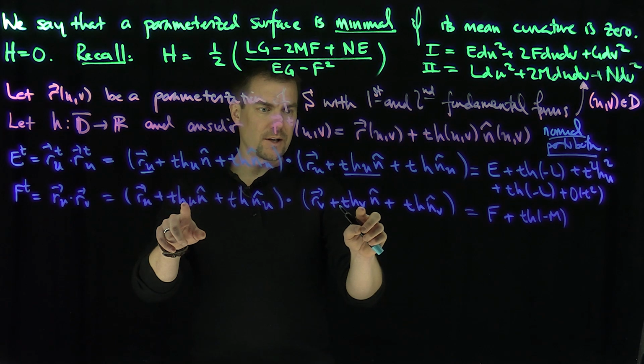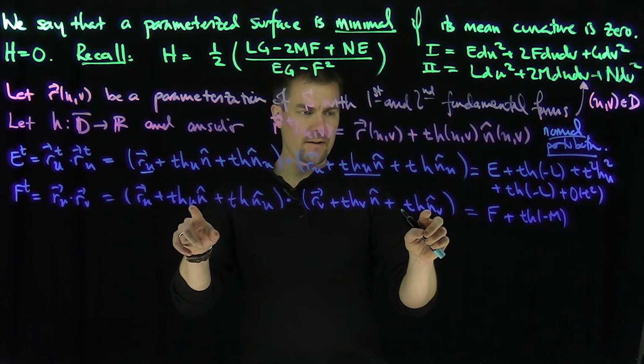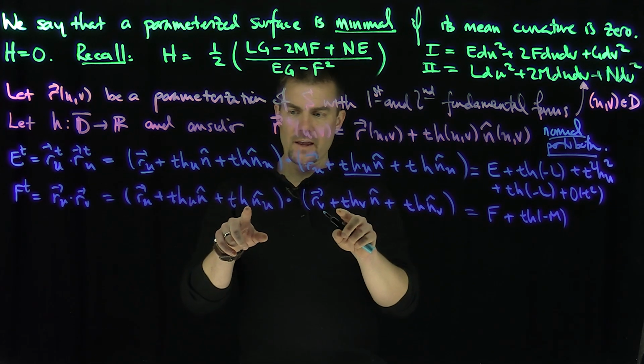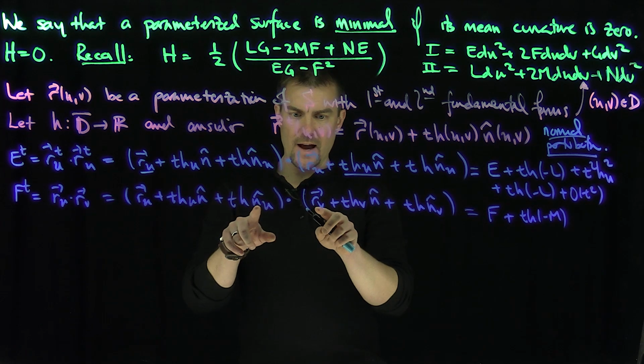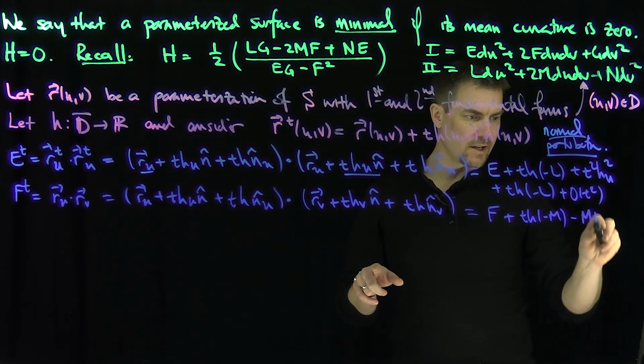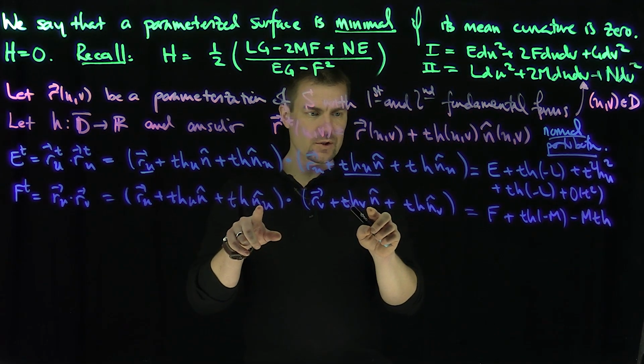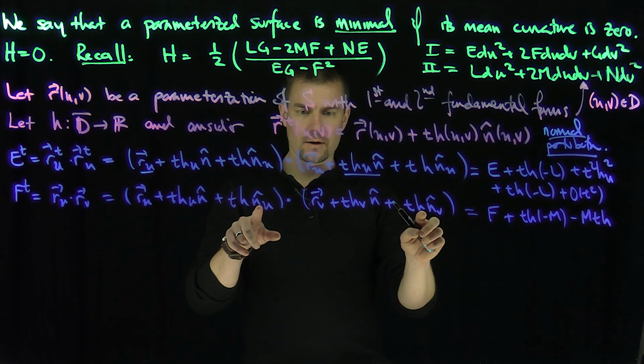That's going to be a t squared hu dot hv. Over here we're going to have a t squared h squared nu dot nv, which is going to be 0. Then we're going to have a nu dot rv. It's going to be a negative tn, so another one of these guys, negative mth, like that. Good. And then over here, we're going to have another t squared term. And then over here, we're going to have another t squared term.